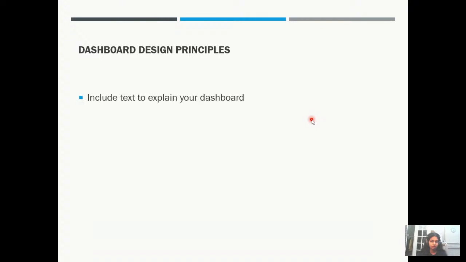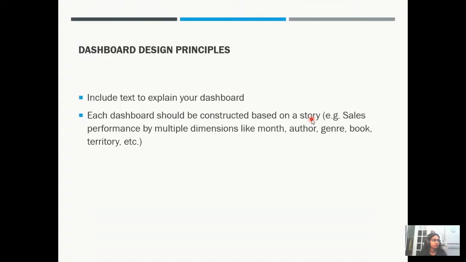So going back, dashboard design principles. Include text to explain your dashboard. Wherever it is possible, in case you're not physically presenting your dashboard, please always add text explaining the metrics that you have used, the formula that you have used. And if you have made any assumptions, please state that as well, because it is very important for the reader to understand that.